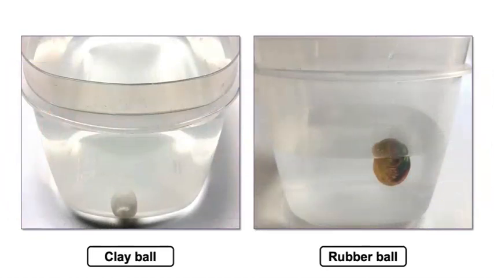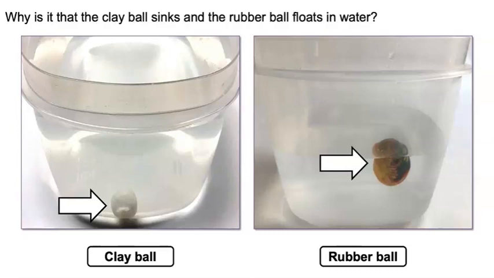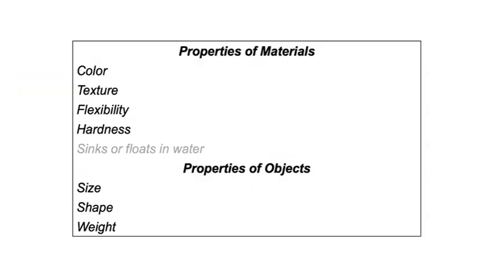What do you notice? I see that the clay ball sinks to the bottom of the container, but the rubber ball floats. Why is it that the clay ball sinks and the rubber ball floats in water? Do you think one ball sinks and the other floats because the balls are made of different materials? I think so too. Let's add sinks or floats in water to our list of properties of materials.